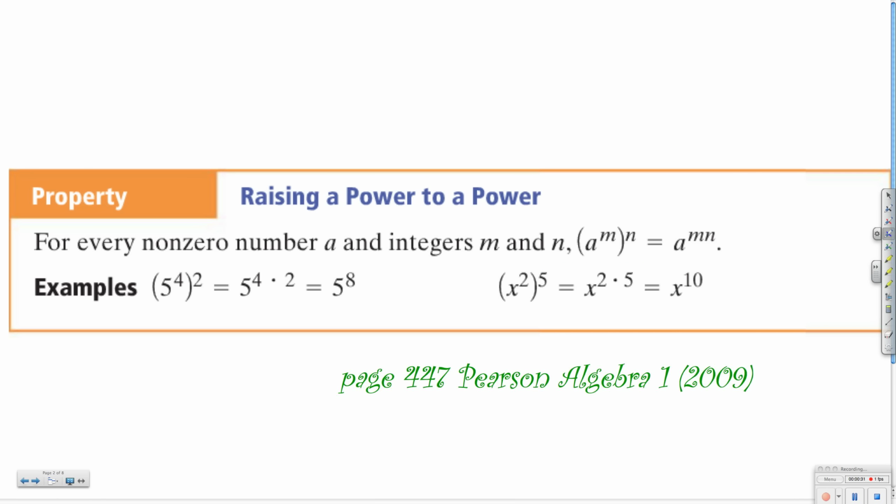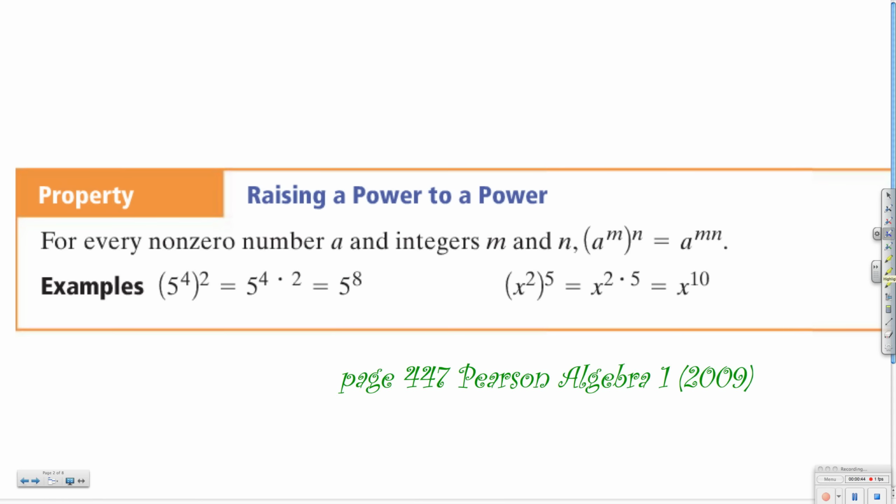Raising a power to a power. For every non-zero number a and integers m and n, a to the m raised to the n is equal to a to the mn. That's the really important part of this to understand. When we raise a power of m to the power of n, to simplify the expression, we need to multiply those powers.